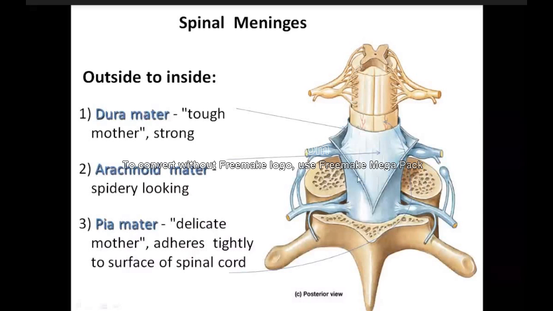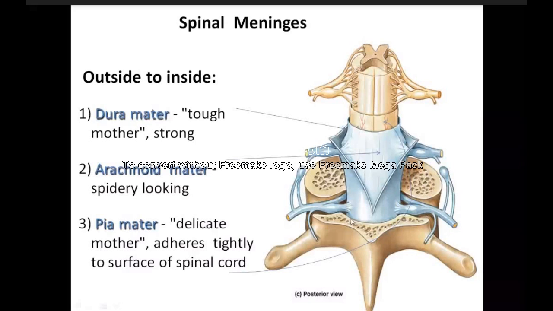Now the outermost is the dura mater. The next is the arachnoid mater, and the innermost is the pia mater. The dura mater is the outermost, and it is also the toughest and the strongest. These meninges protect the spinal cord, hence it is known as the mater. Mater means mother. So this is the tough mother. The outermost is the dura mater, the tough mother, and as it protects, it is surnamed mater, or mother.